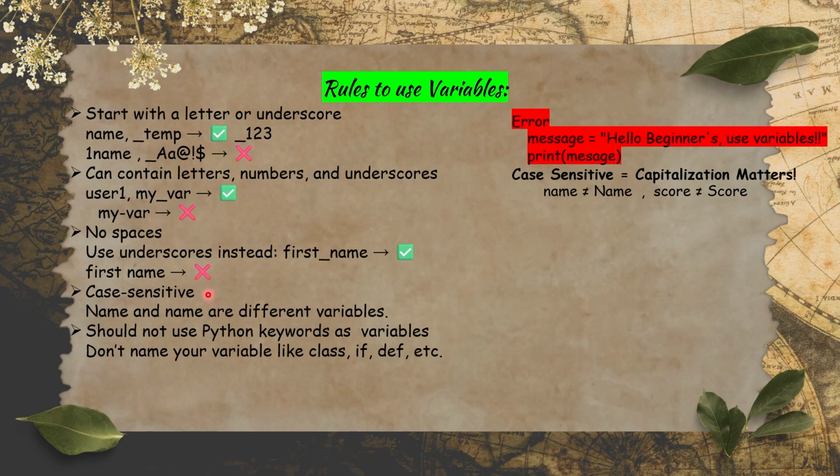The next rule is very important. That is, variables are case sensitive. Case sensitive means what? The uppercase and lowercase letters are treated differently. Yes, here we are seeing Name has been started with a capital N, or uppercase N, and here it has been started with a lowercase n.